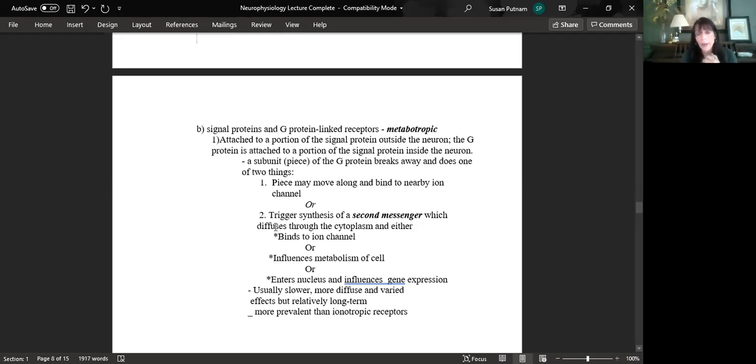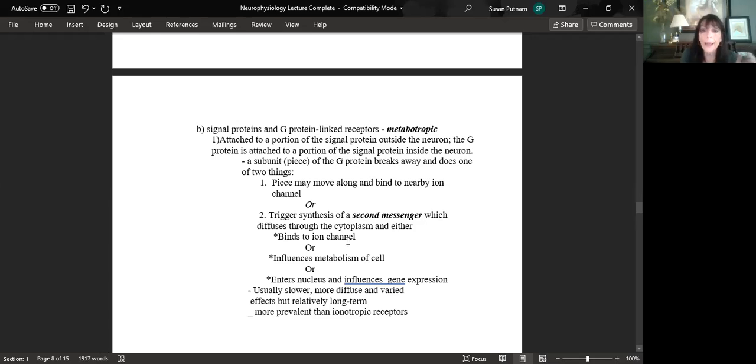Or I could, as a G protein subunit, trigger the synthesis of a second messenger, which will diffuse through the cytoplasm. Remember, this is inside of the cell to which that neurotransmitter that has been released attaches, okay? So these are the two things that this G protein can do. Move along and bind to a nearby ion channel or trigger the synthesis of a second messenger, which then diffuses through the cytoplasm. Well, what will the second messenger do, you ask?